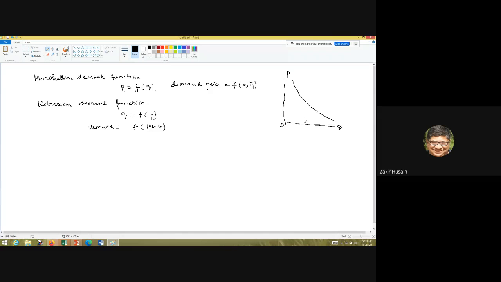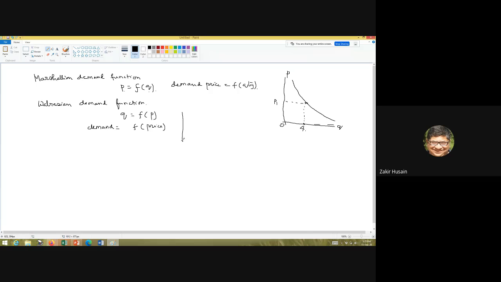So basically what we are saying is, suppose this is the demand. What is the maximum price that you are going to pay in order to purchase this amount? Marshall looks at it in this way. You want to buy 4 units. What is the maximum price per unit that you're going to pay? Suppose this is P1. If you want to buy 4 units, you're going to pay P1 for each unit. You will not offer more than P1.